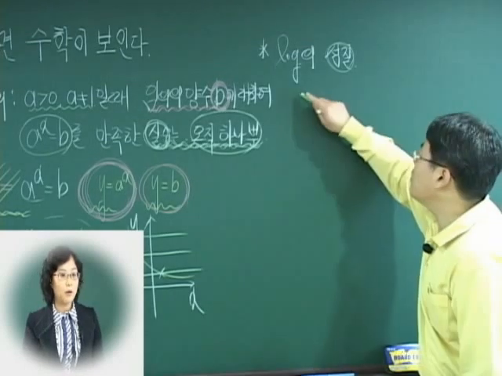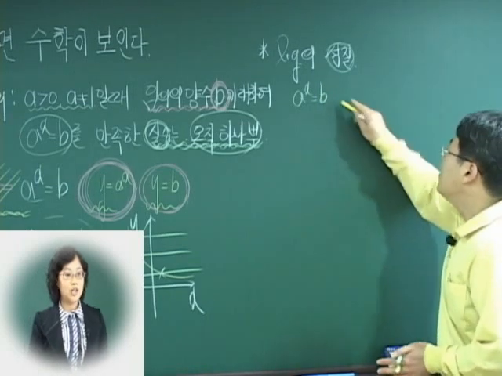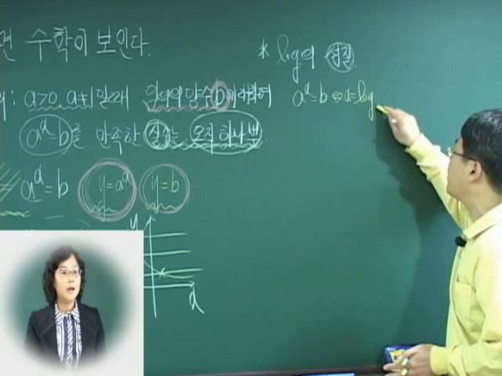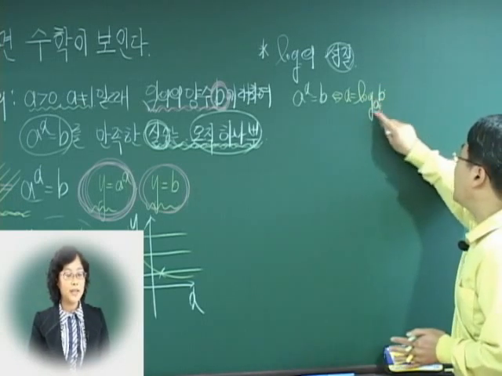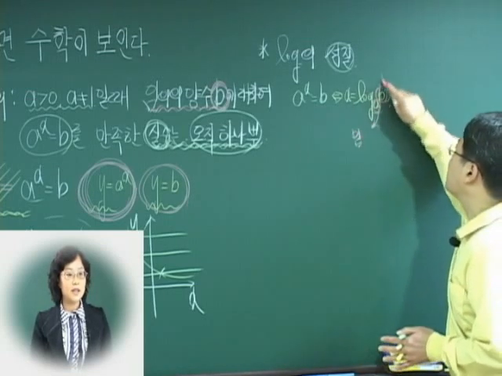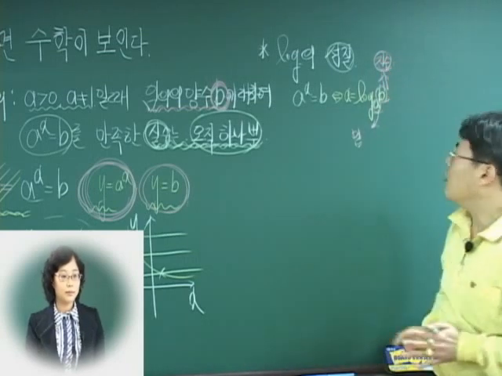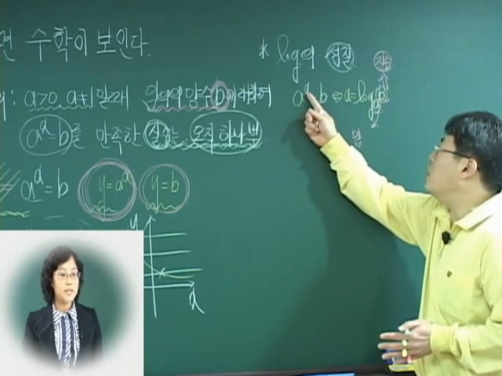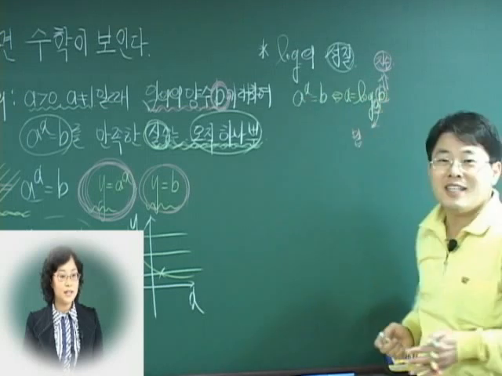a to the x power equals b. If we change it into logarithm form, it is log base a of b. So what is a? It is the base, and b is the anti-logarithm. It involves the base, the exponent, and the anti-logarithm.